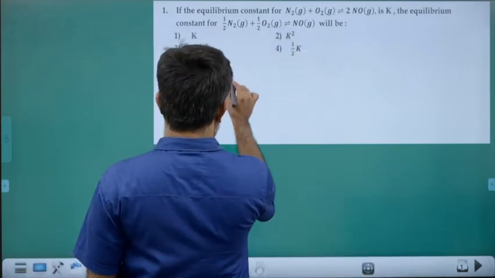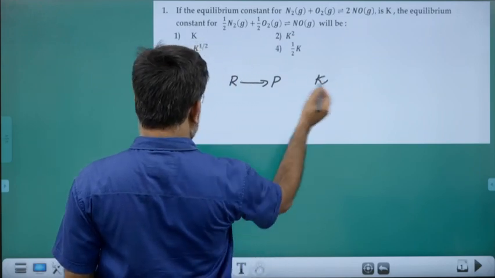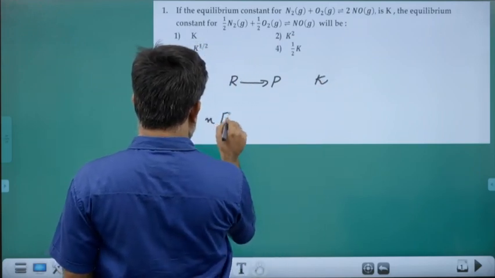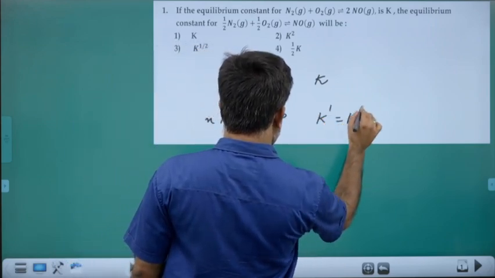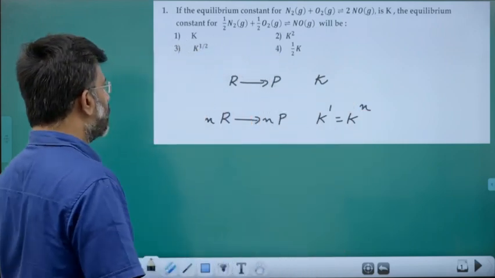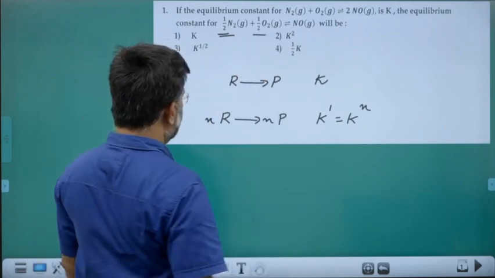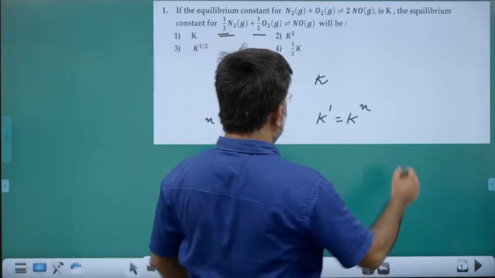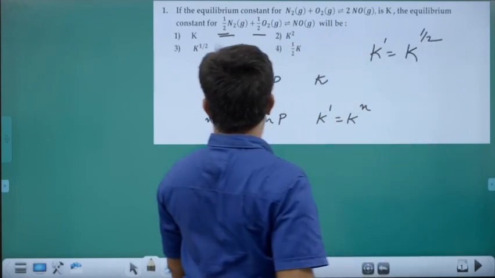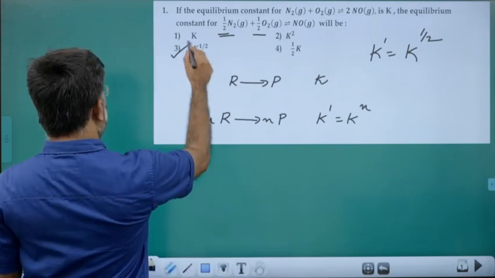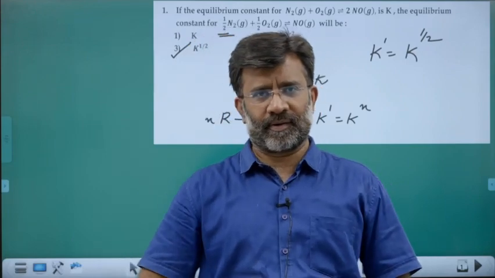Suppose you have a reaction R converted to product P with K value K. Suppose it is nR giving nP, K dash is equal to K raised to n, you have learned. So here the coefficient is half. It's very simple, you have taken half the equation. So K dash will be K raised to half, third choice. Simple, direct question.